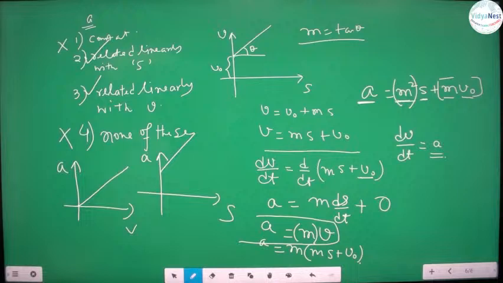Now, see, if I'm going to think that I'm going to have an acceleration time graph, okay, acceleration time graph.